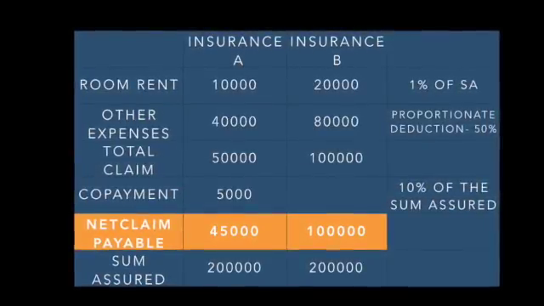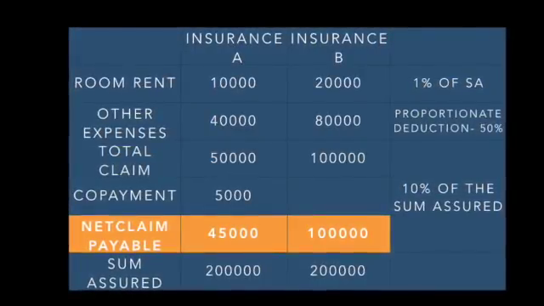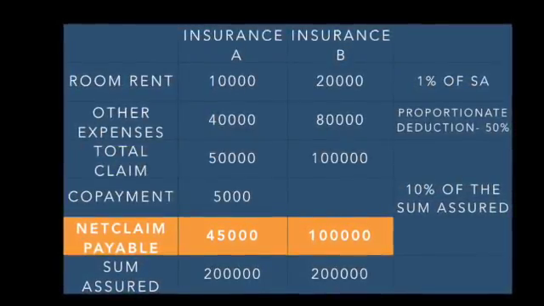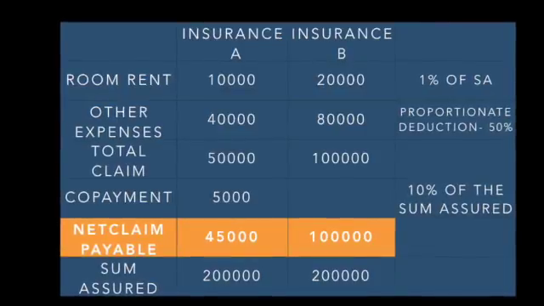Whereas, even though policy B had a higher premium, there were no sublimits, no waiting periods, no copayments, and the entire claim became admissible in policy B.